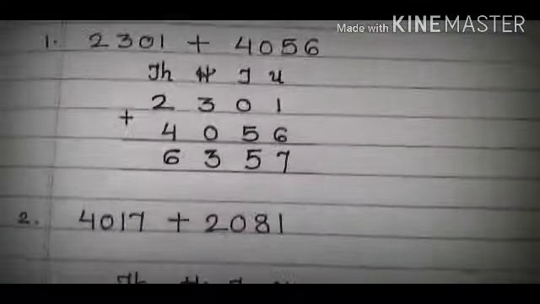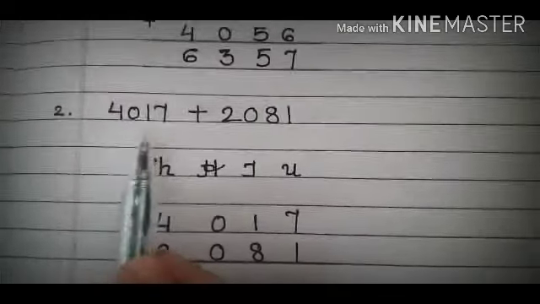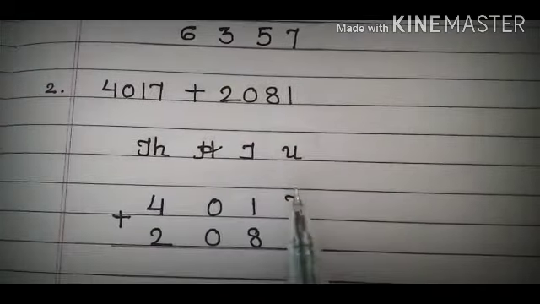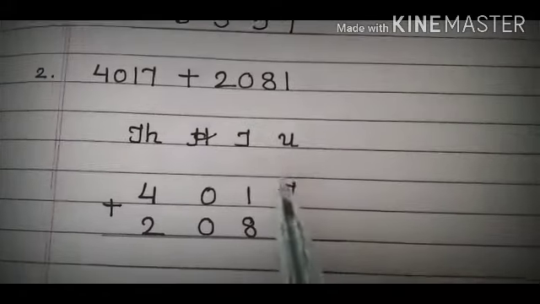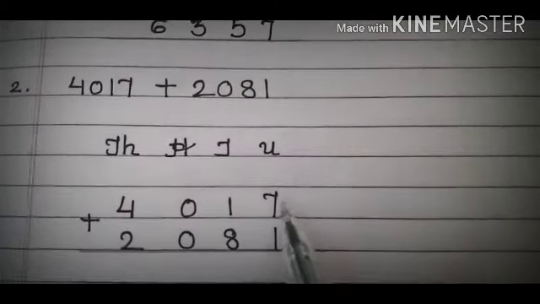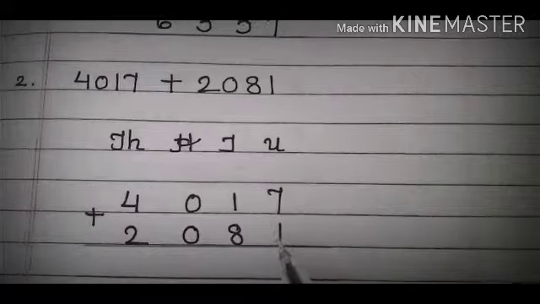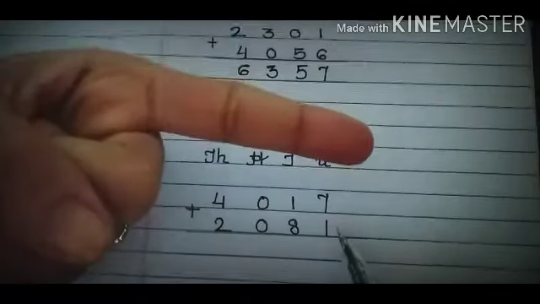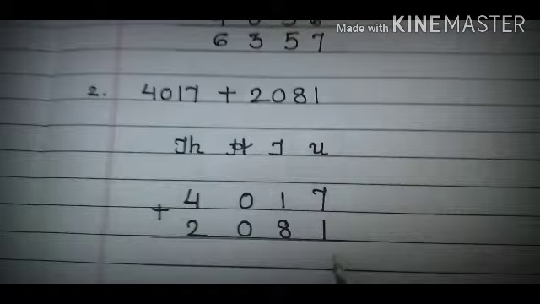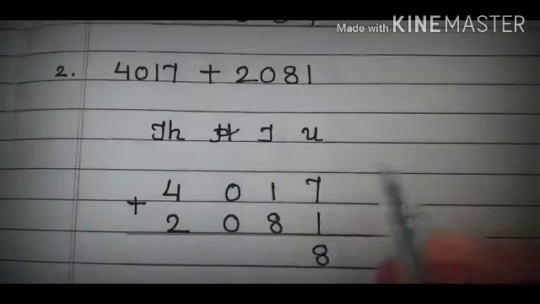Now see the next, question number 2, 4017 plus 2081. Again we arrange these numbers place wise and start adding from units place first. 7 plus 1. So take 7 in your mind and take one finger. After 7 count this as 8. So write 8 in units place.